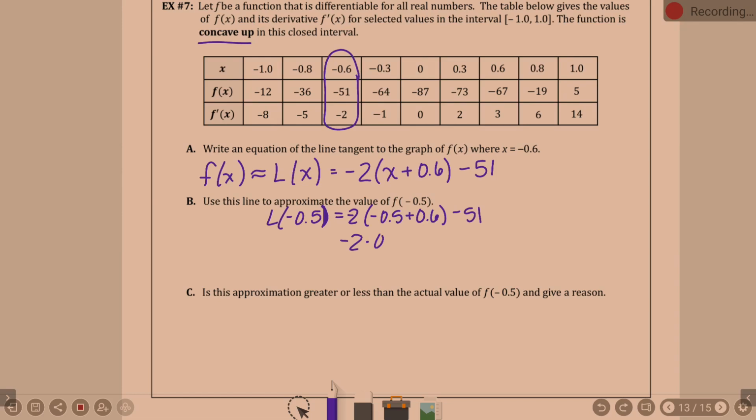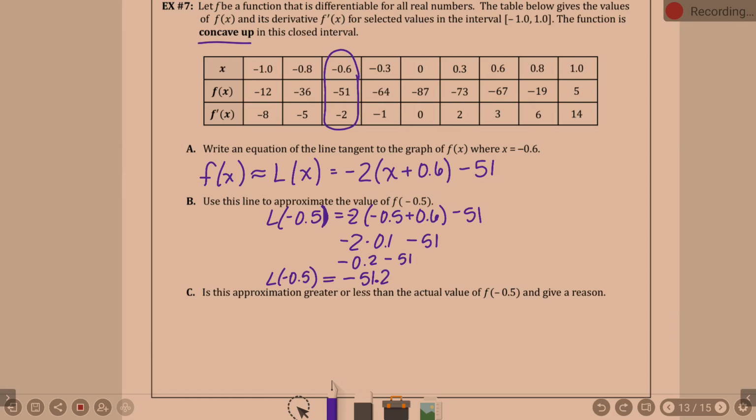So it's going to be -51.2. Okay. -5/10 plus 6/10 is 1/10, times -2 is -2/10, minus 51. It's -51.2. So the linear approximation, using the tangent line, at -5/10 is -51.2.